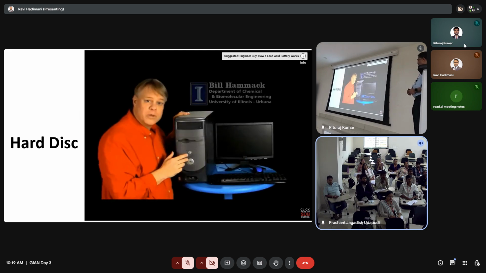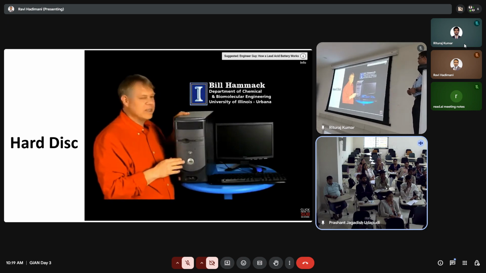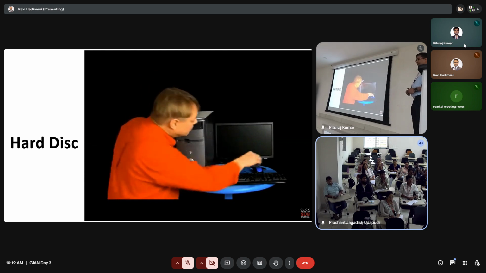A home computer is a powerful tool, but it must store data reliably to work well. Otherwise, it's kind of pointless, isn't it? Let's look inside and see how it stores data.